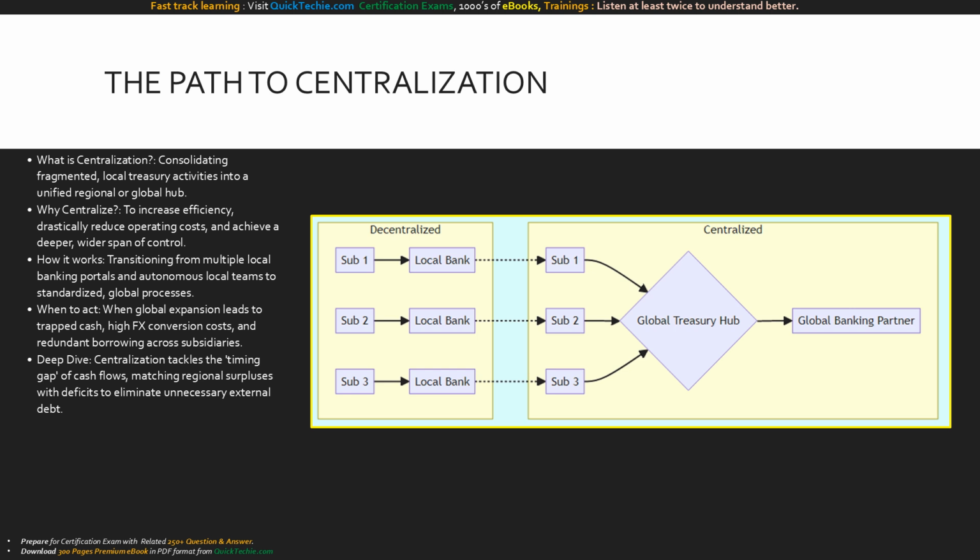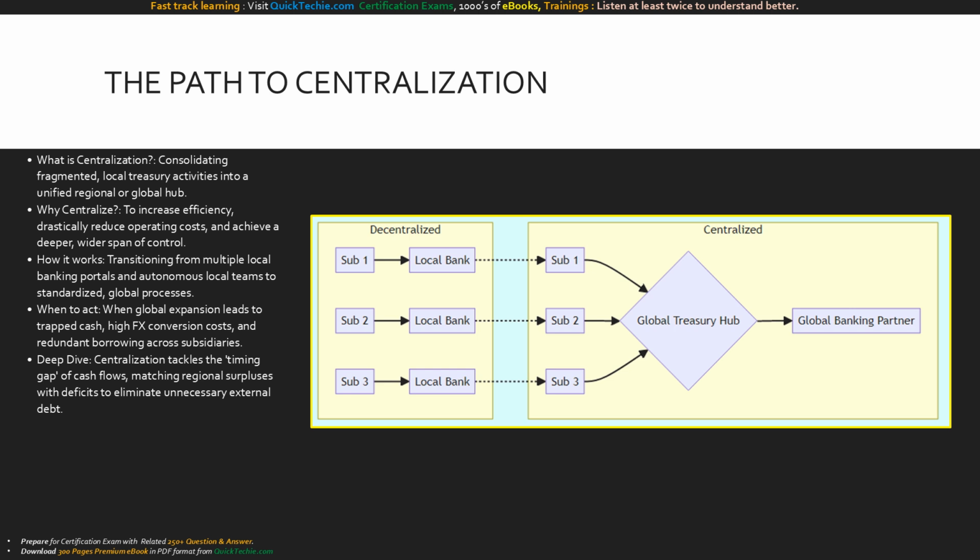This diagram brilliantly contrasts the before and after states of centralization. On the left, we have the decentralized model. You see subsidiary 1, 2, and 3, each connecting to their own isolated local bank. They operate in silos. There is zero visibility across the enterprise, meaning cash is trapped and risk is unmanaged at the group level. Now, follow the transition arrows to the right side, the centralized model.